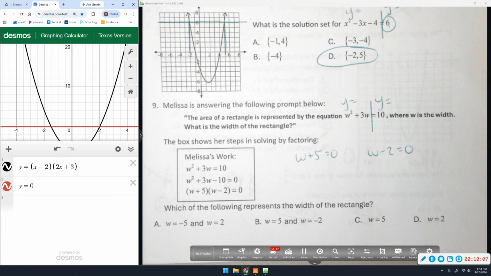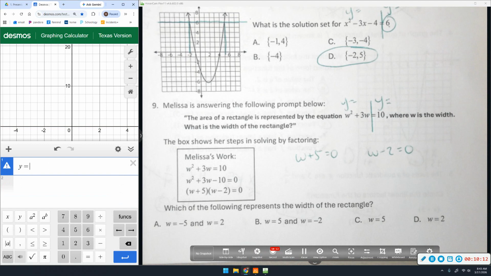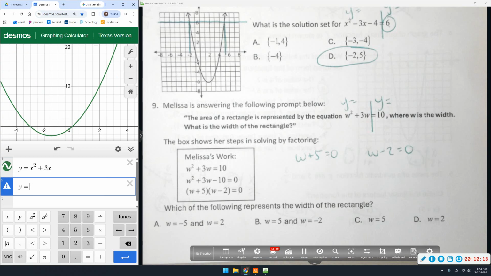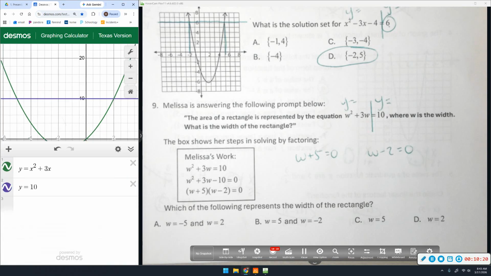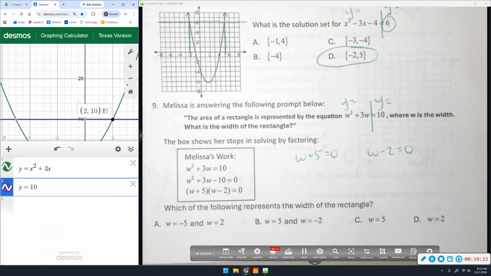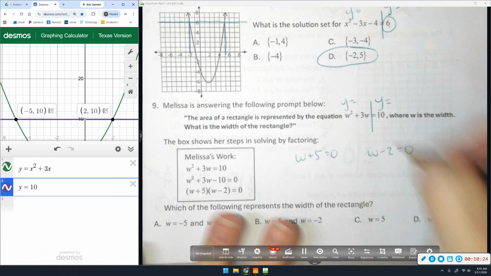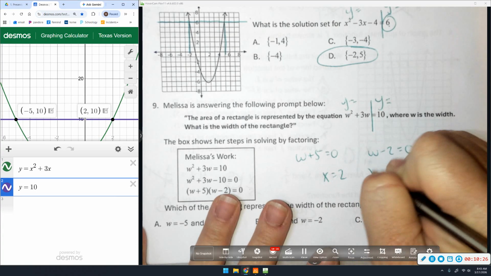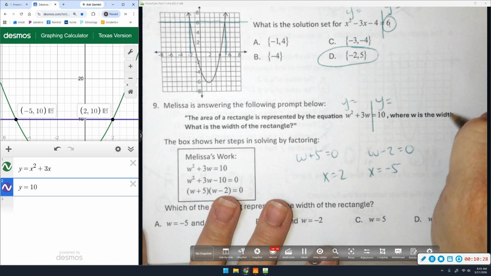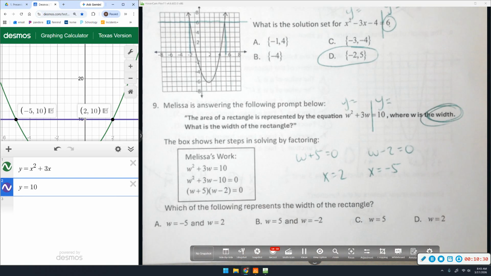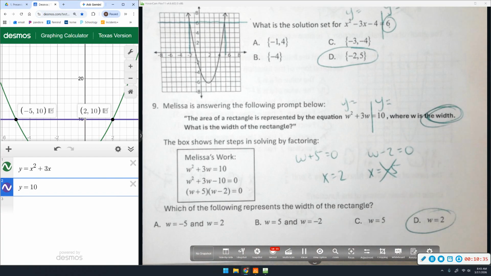For w, I'm going to use x squared plus 3x, and y equals 10. And I'm looking for where they touch. Well, they touch at 2 and at -5. But I'm talking about the width of a rectangle. Can we have a negative measurement? No. So my only answer is 2.